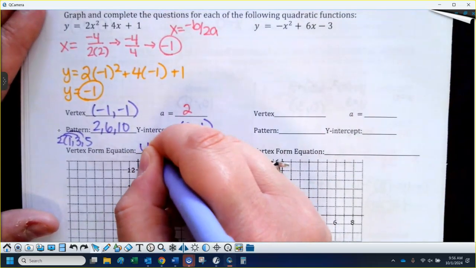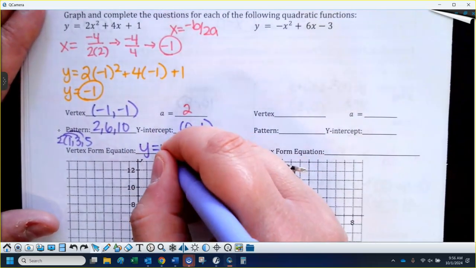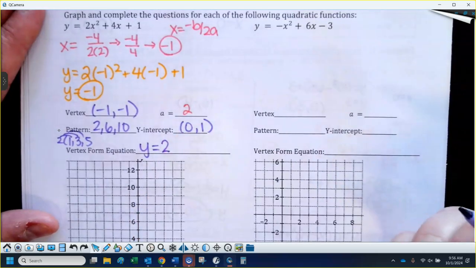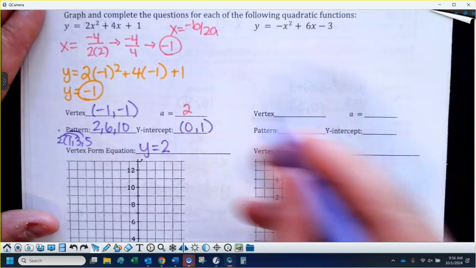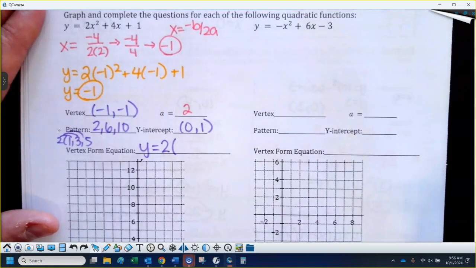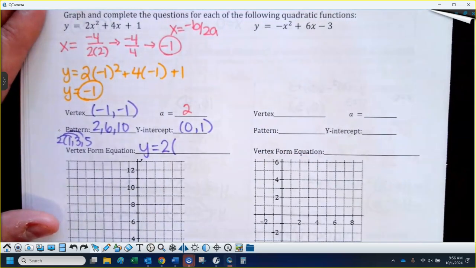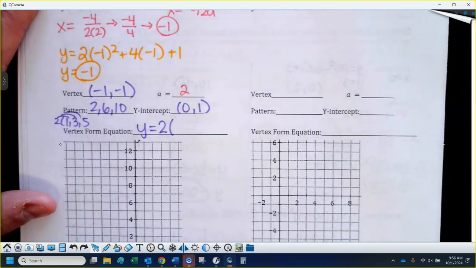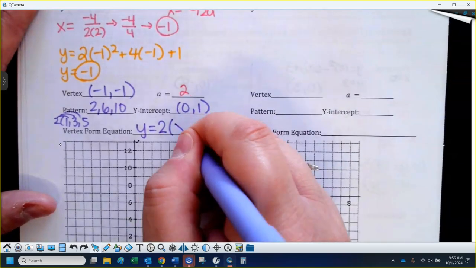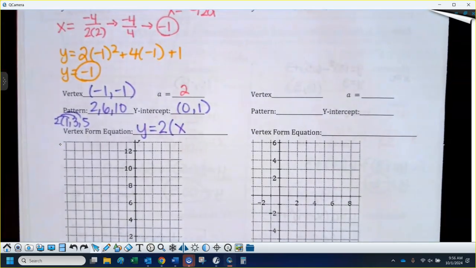Anyway, your equation here for vertex form, you'd have y equals, and then the A value is 2, so it's 2 in vertex form and standard form. So in vertex form, it would just go in front of the parentheses. And then what would go inside the parentheses if you're doing the vertex form for this graph? You have an x, right? Would it be +1 or -1?